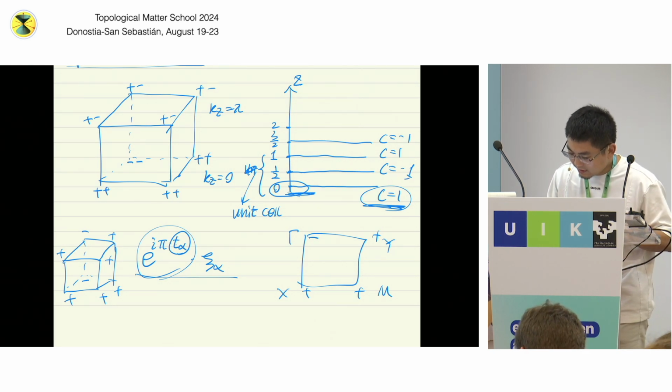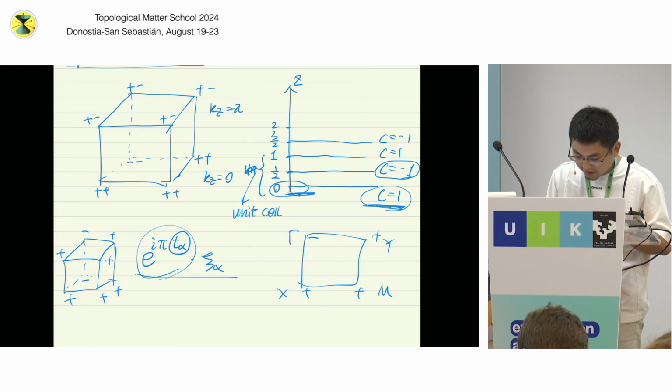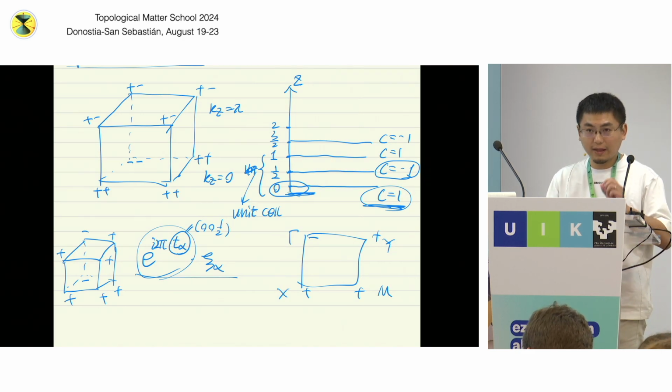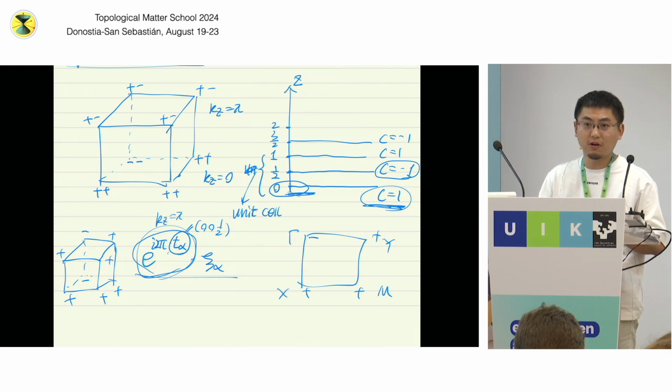But now let's consider the layer at z equal to 1/2. For this layer, T alpha equals 0, 0, 1/2. Sorry, this is 2 pi. So for this layer, T alpha is 0, 0, 1/2. That means when kz equals pi, we will have an additional minus sign for all the parities.